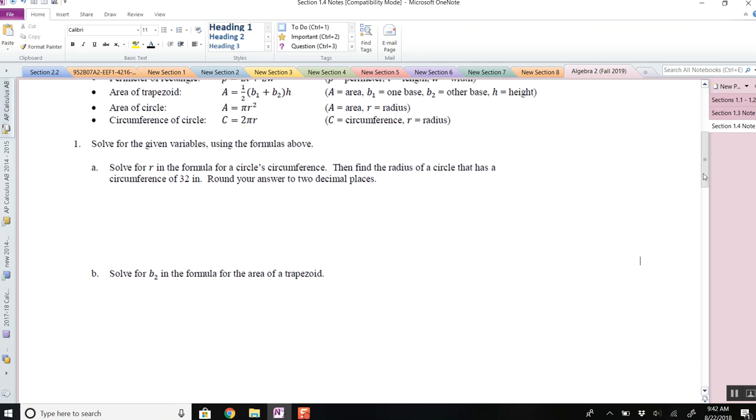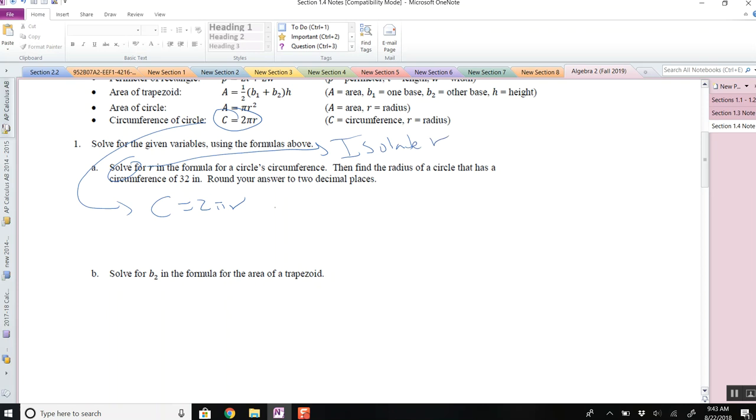So let's start with number one. Number one, you're told to solve for r in the formula for the circle circumference and find the radius of a circle that has a circumference of 32 inches. So the circumference is right here. And if you want to solve for r, what that means is you want to isolate r. That's what we need to do here.